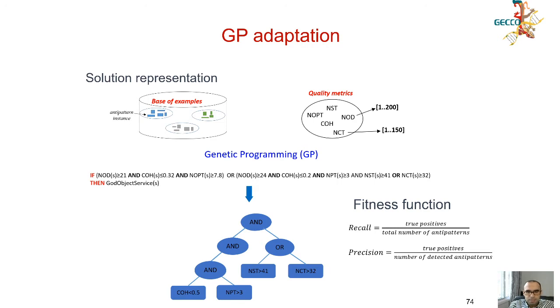And for the fitness function, which is the basic component for any adaptation of a search-based algorithm, we need to define our objectives. So here we consider precision and recall as our objective functions. So the best rule is the one that has the highest precision and highest recall from the base of examples.